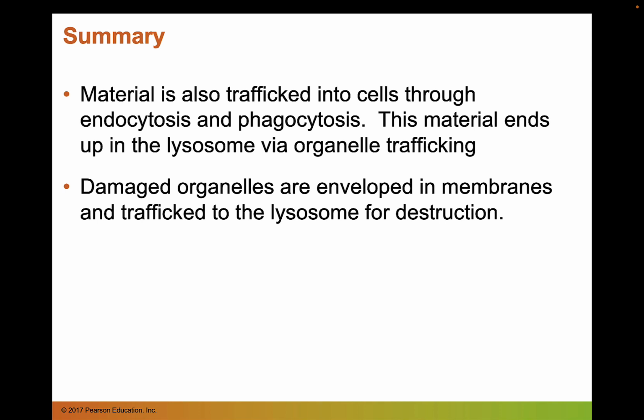So again, material is trafficked into cells through endocytosis and phagocytosis. These distinctions depend on size, and this material ends up in the lysosome via organelle trafficking. And then another way material can get to the lysosome is when there are damaged organelles and autophagy is induced, and this will cause an envelope to form around those membranes so that they can be trafficked to the lysosome for destruction.